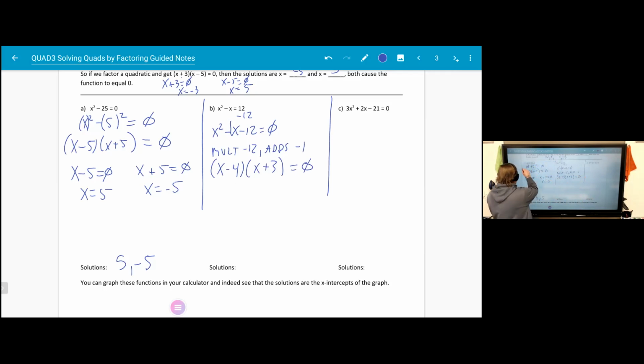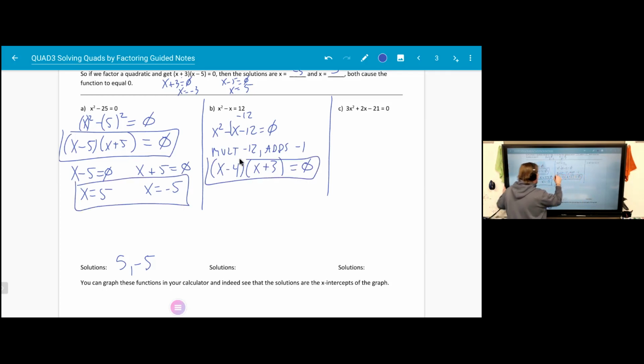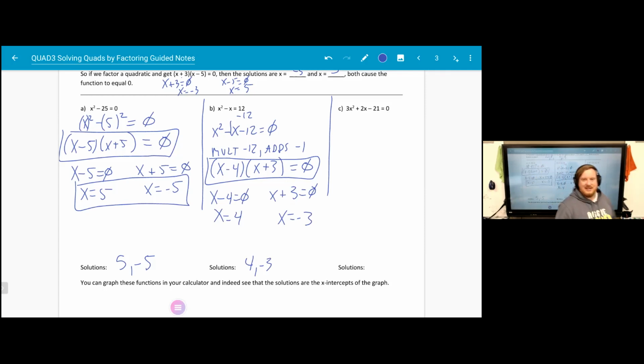Again, this is important. This is just as important as the solutions. Now we can set each factor equal to 0 and solve. In other words, x would be 4 and -3 for this guy. Interesting.